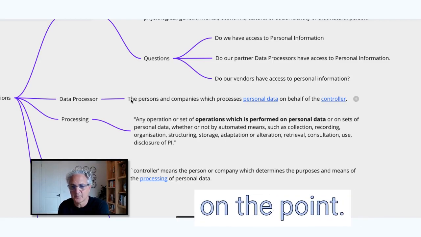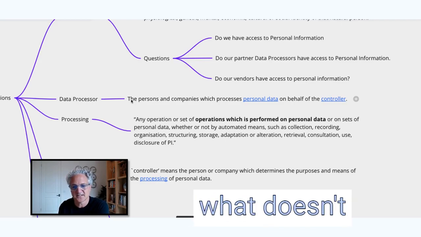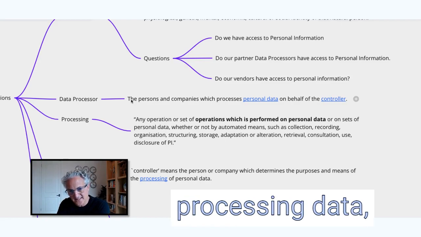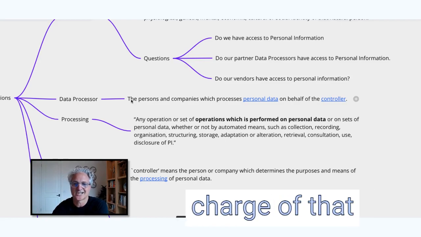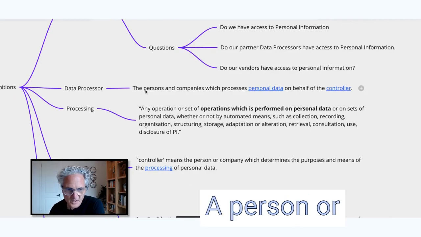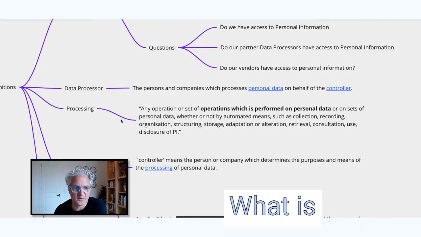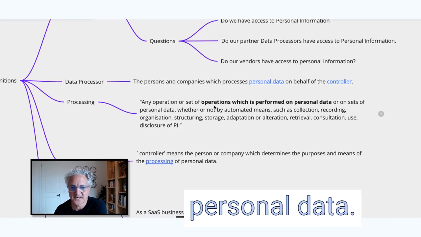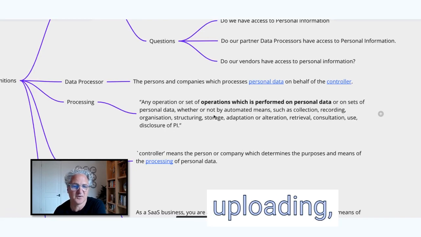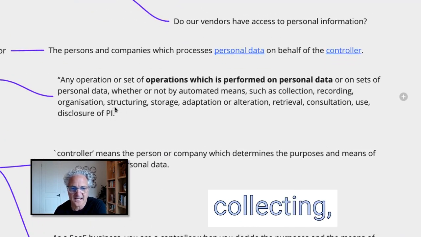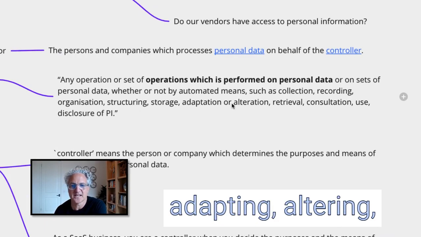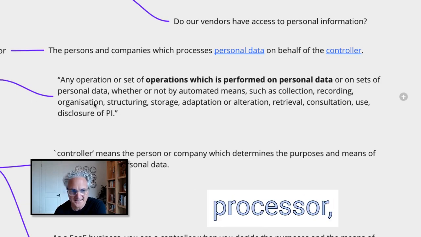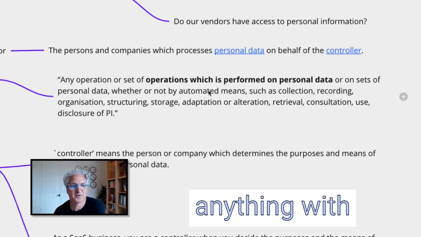They're the ones that are on the point. They get to decide what happens to it, what doesn't happen to it by contract or otherwise. So data processor, processing personal data, controller in charge of that personal data. A person or company which processes personal data. What is processing? It's an operation or set of operations which is performed on personal data. So it's basically anything: uploading, storing, recording, collecting, organizing, adapting, altering, retrieving, using personal information. So data processor, anyone that does anything with personal data.